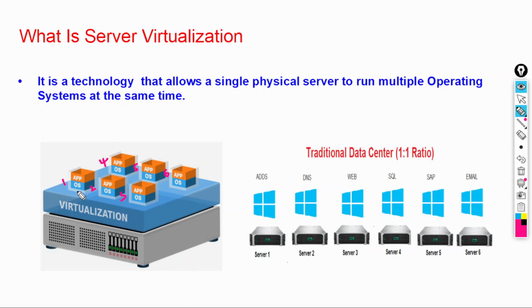On the top of each virtual machine, we will install a separate operating system. If you see here, virtual machine 1 has its own operating system, virtual machine 2 has its own operating system, and in the same way virtual machines 3, 4, 5, 6 have their own operating systems. On top of these operating systems, you will install applications like Active Directory, DNS, web server, SQL server, SAP, and email server. So each application is getting its own operating system here, which is possible with server virtualization.